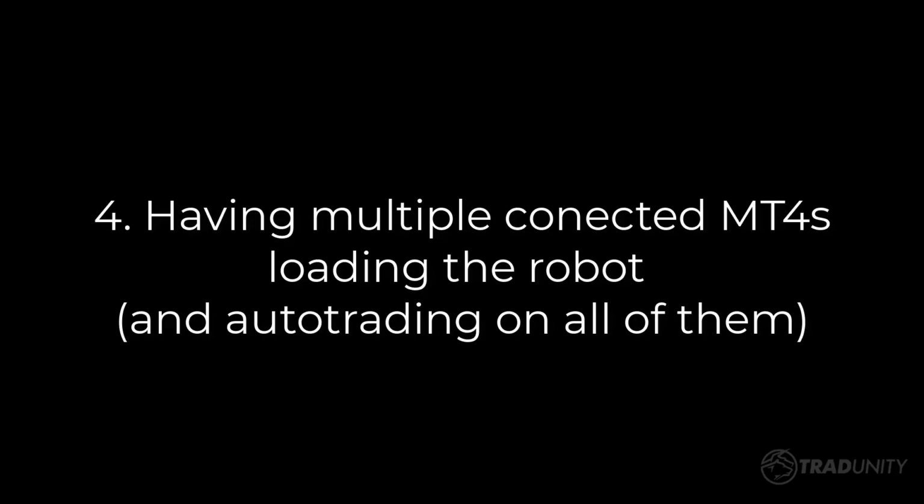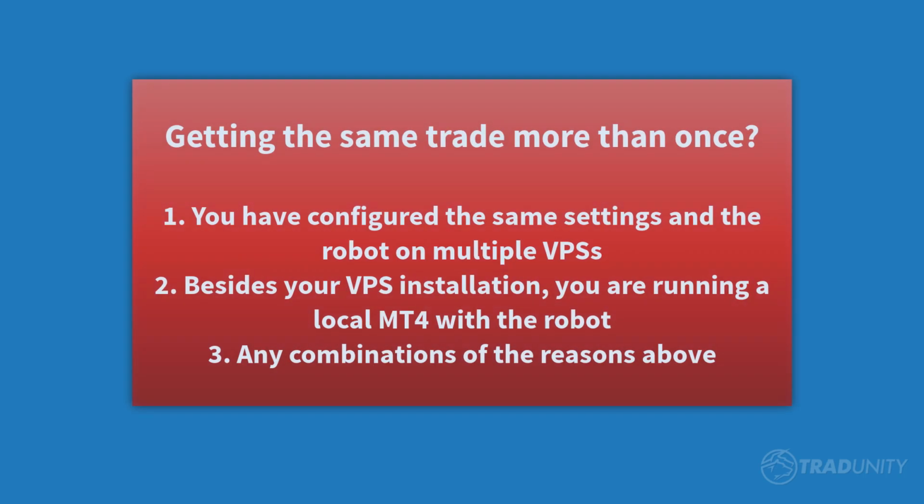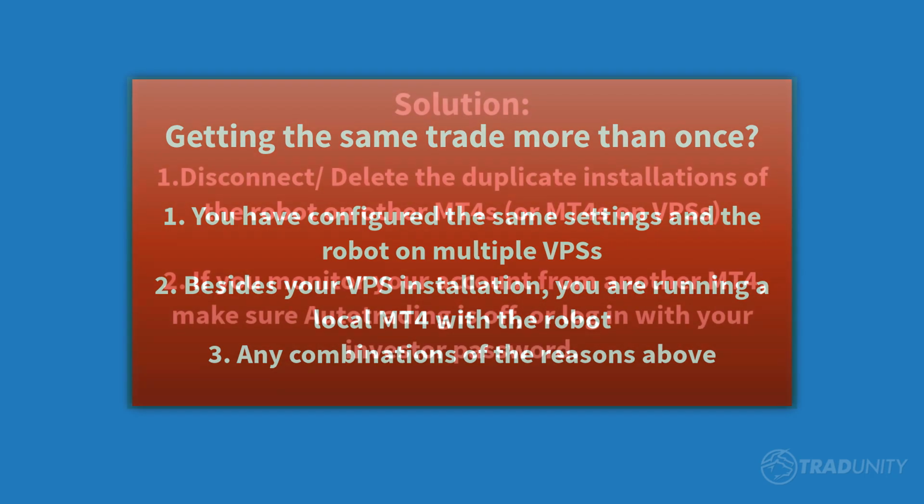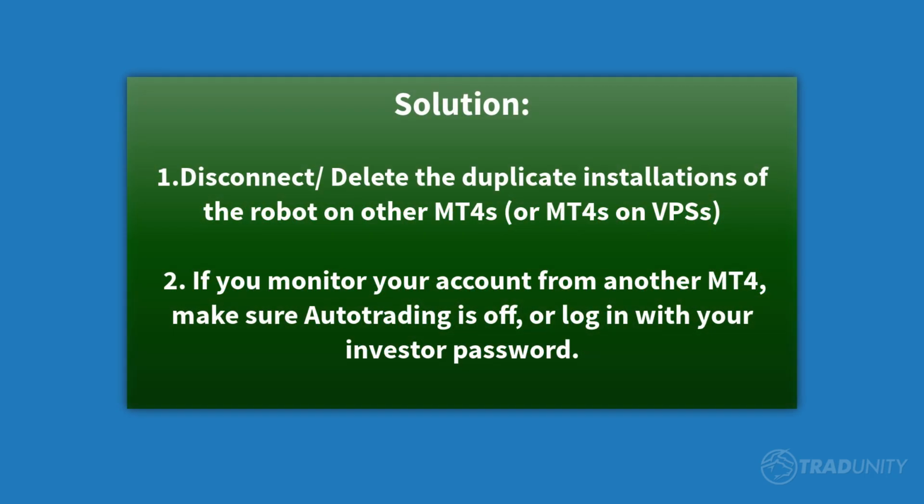Another mistake people make is having multiple connected terminals loading the robot and having auto trading on all of them. Okay, this mistake is responsible for that moment when you suddenly see multiple identical trades being performed by the robot. This usually happens when you have two running virtual private servers in different regions, for example, or if you configured your robot also on an MT4 application on your computer and that is open. To avoid this mistake, simply remove the robot from the MT4s where you don't want to trade it. And if you want to just monitor your account from your computer, please connect with your investor password instead.